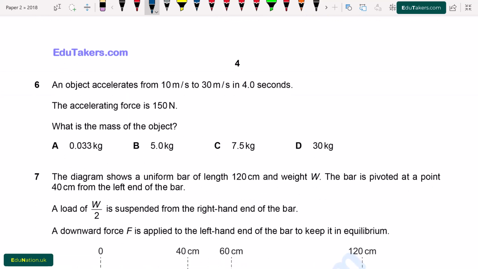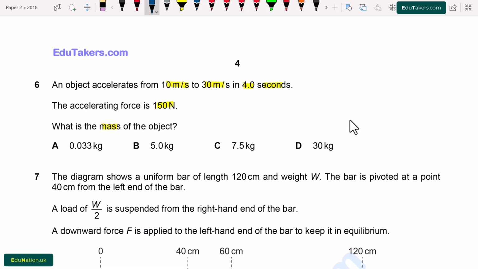Question number 6. An object accelerates from 10 meter per second to 30 meter per second in 4.0 seconds. The accelerating force is 150 Newton. What is the mass of the object? So here we have to find out the mass.